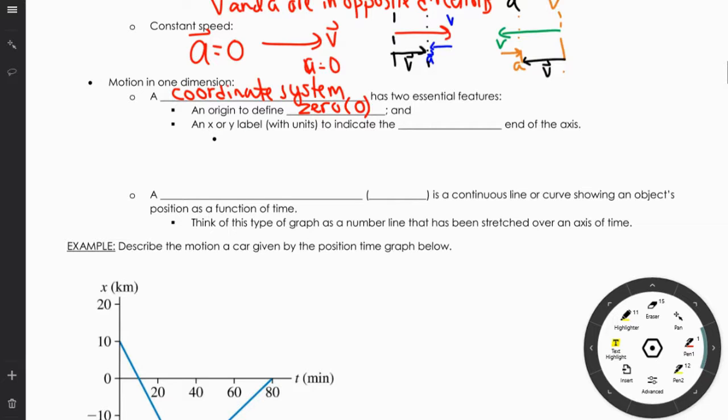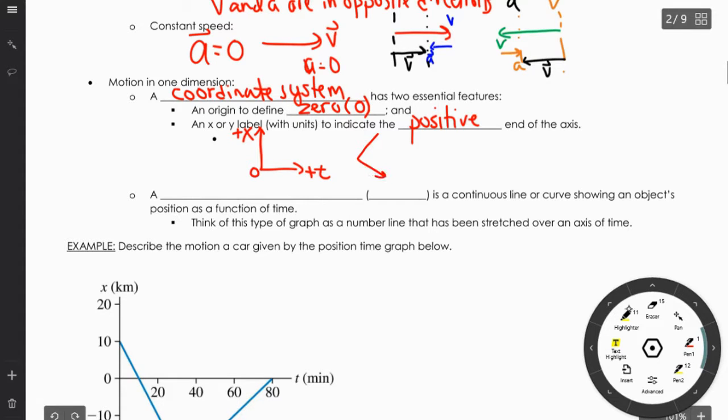And then here you have an X or Y label with units to indicate the positive end of the axis. Typically you don't define negative, you define positive. So if I have a coordinate system here, positive time, which is always going to be positive, and positive position, okay? And then this is my origin. So that's our coordinate system.